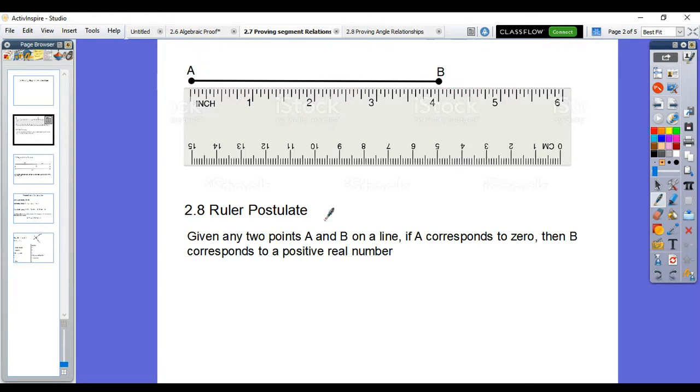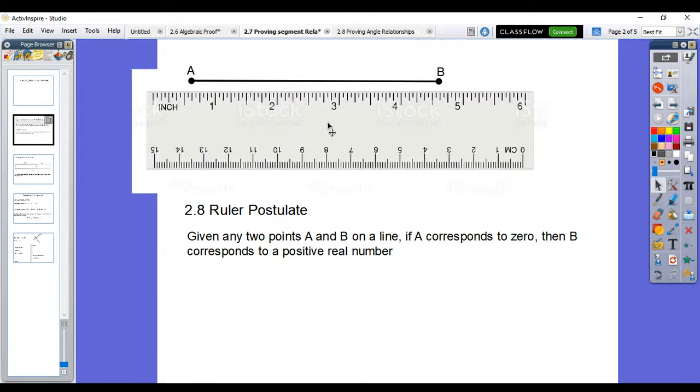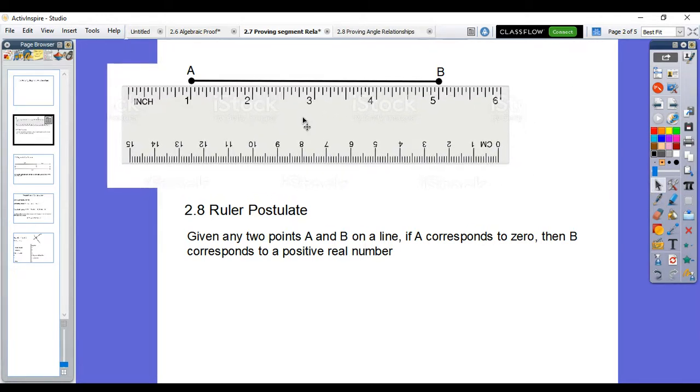Now, this ruler postulate is just a very common sense idea: wherever I start on my ruler, that is not considered the zero that we go on from there. So even if we move this here, let's say we started at 1, this really becomes the new 0 and we measure it that way, so we get the proper measurement.